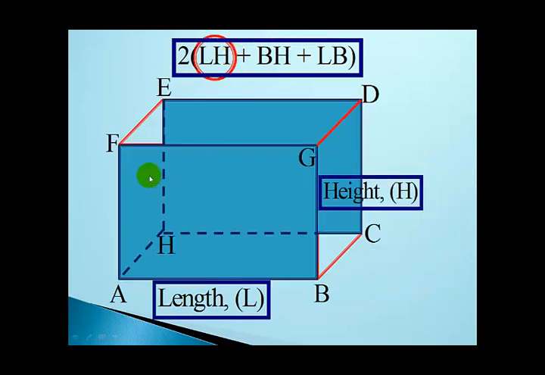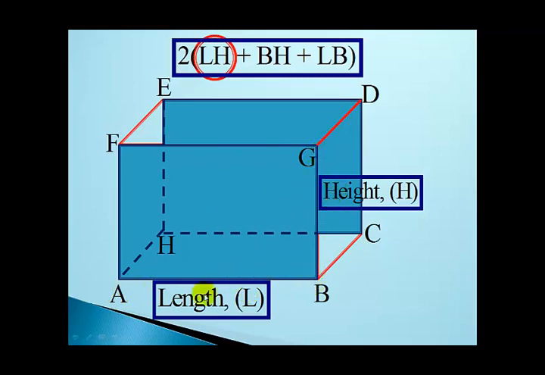Now, considering the shaded region, that is ABGF and EHCD, we can see that the sides of the rectangles are all the same. So if you want to calculate the area of the rectangle ABGF, it is the length times the height. That is L times H.